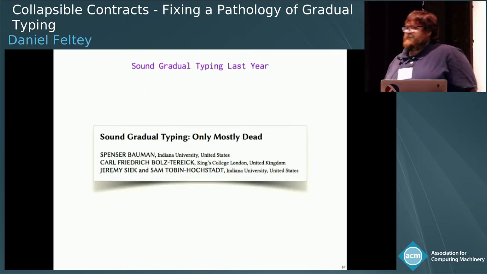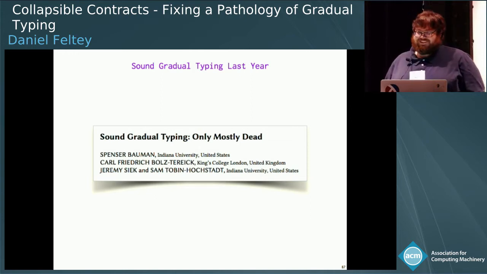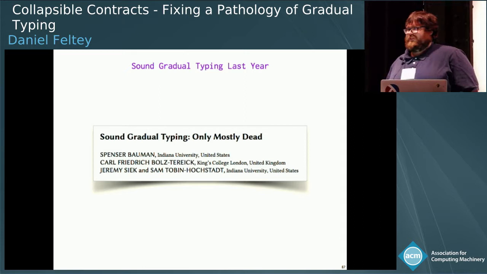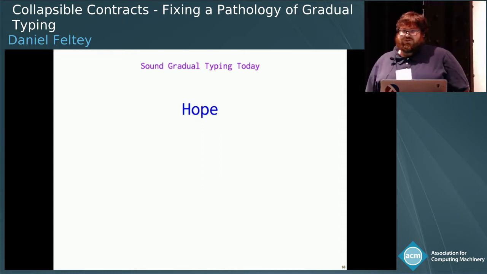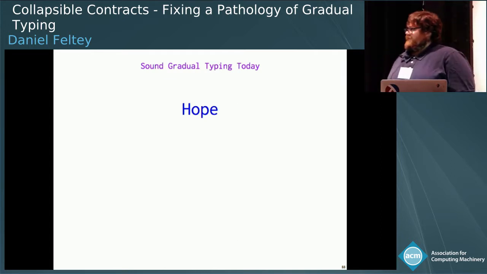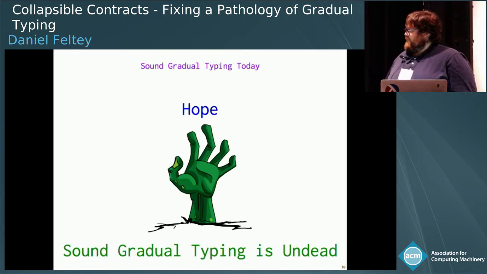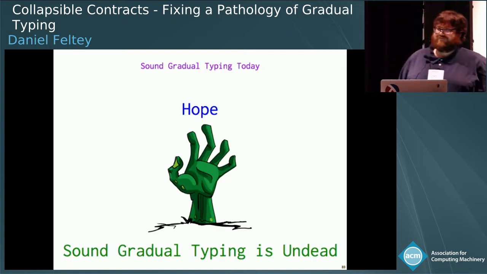So let's talk about the state of gradual typing. This paper was published at OOPSLA last year and claimed that gradual typing is only mostly dead. Today, I think there's maybe a little bit more hope. We've shown that we can identify a pathology of gradual typing and address it without severely impacting the typical program. So today, I think maybe some gradual typing isn't mostly dead. Maybe some gradual typing is undead.